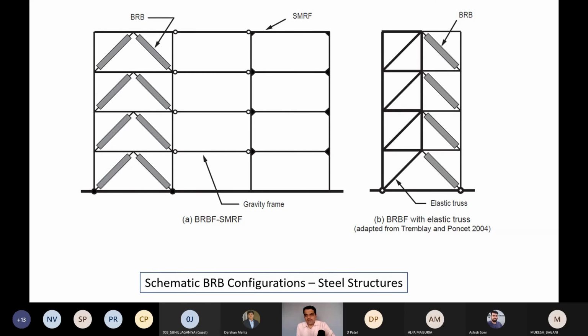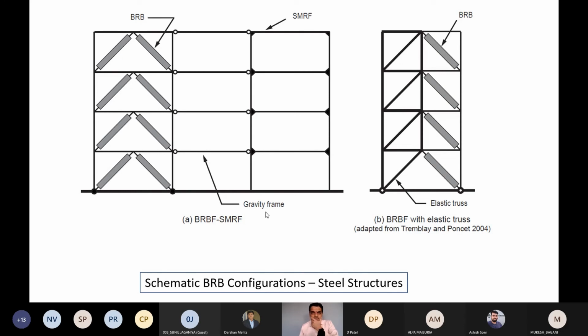Now, this BRB can be used differently. These are a couple of ways. Here we can see these are the BRB. These all are BRBs, and these all others are gravity frames. So the entire lateral earthquake force will be taken care of by this BRB in this frame.